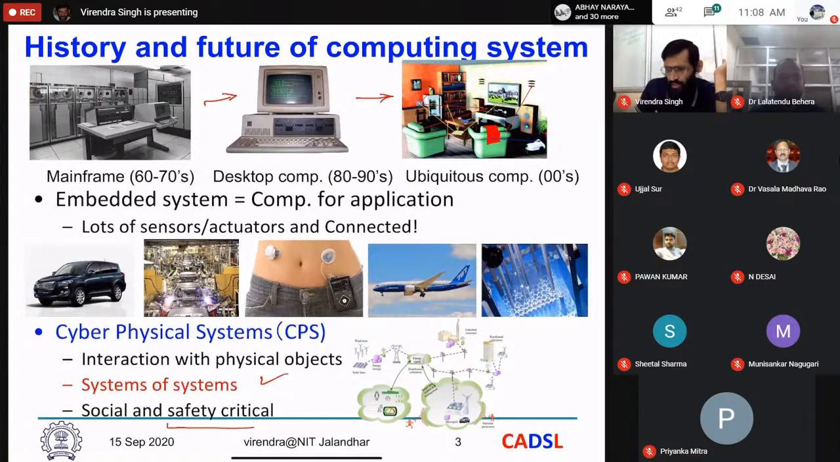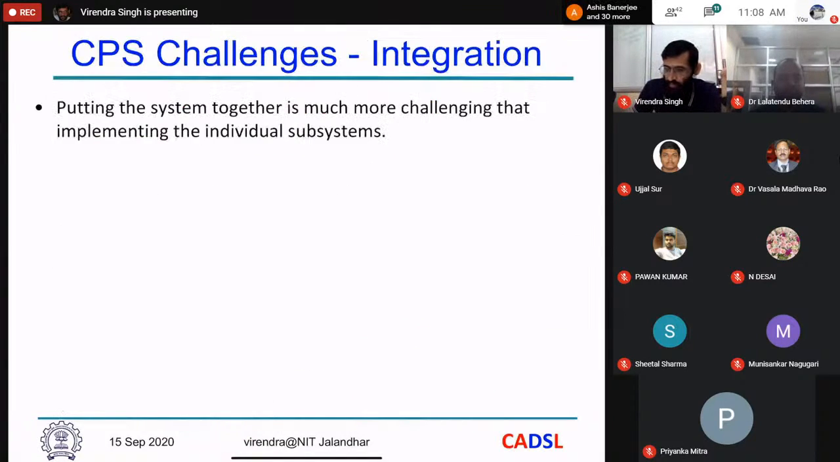Safety was important for earlier generation embedded systems. However, security was really not that important in the last generation of embedded systems. But now, when everything is hooked on, security is equally important.